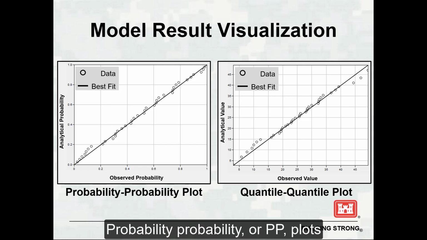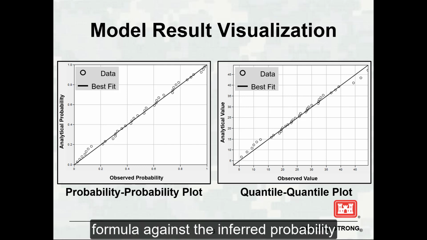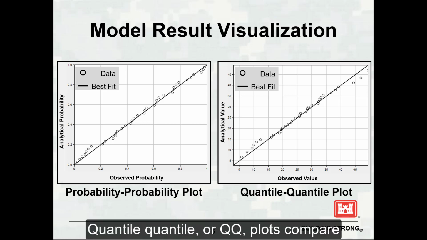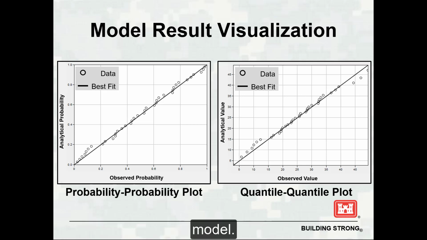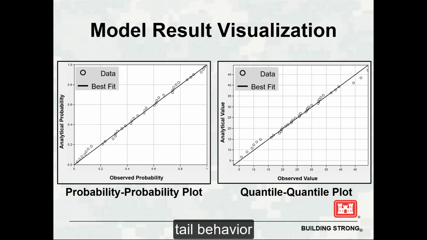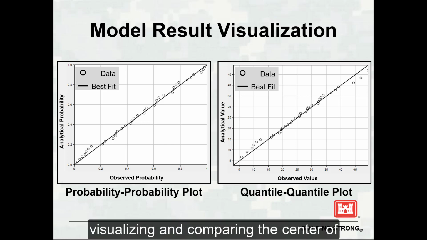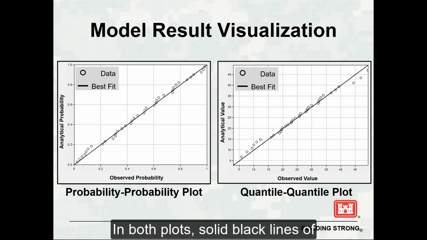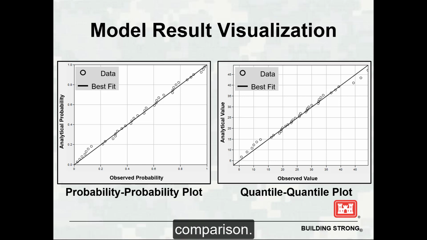Probability, or PP plots compare the probability of the data using the chosen plotting position formula against the inferred probability of the model. Quantile, or QQ plots compare the values of the actual data against the inferred value as predicted by the model. Both plots are valuable for comparing trends. However, the QQ plot is better at visualizing the tail behavior, while the PP plot is better at visualizing and comparing the center of the data. In both plots, solid black lines of perfect agreement are included for comparison.